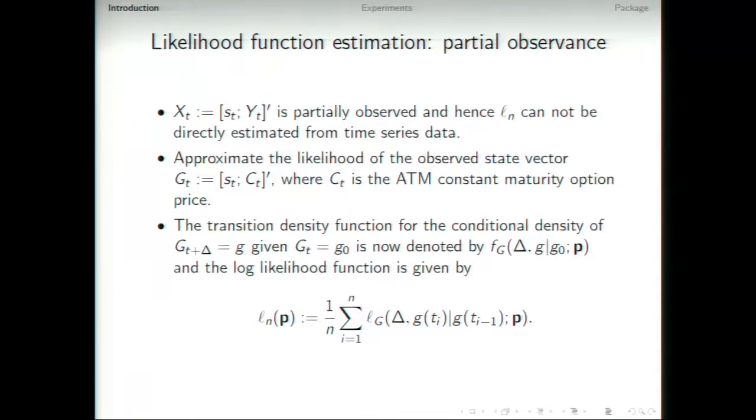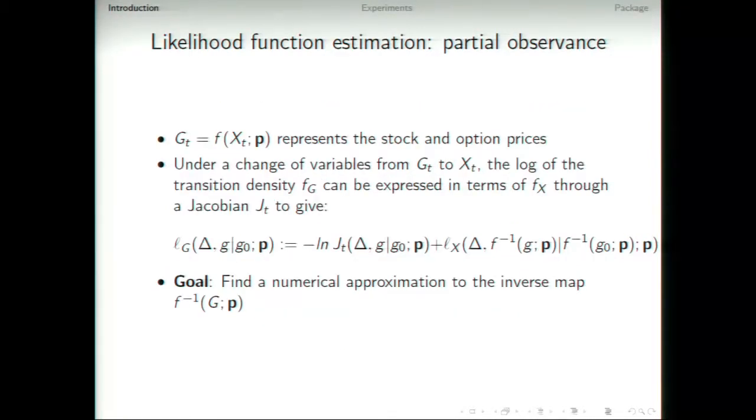But of course, the reality is that our state variable is partially observed, and therefore we have to look to the options prices and construct our fully observed state vector G, which is now, we're going to use an at-the-money constant maturity option with the log stock price. And then we can essentially write down our log likelihood function in terms of this observed state variable, not the partially observed state variable, which we come to use through the Heston model. And it turns out that that's quite easy to use.